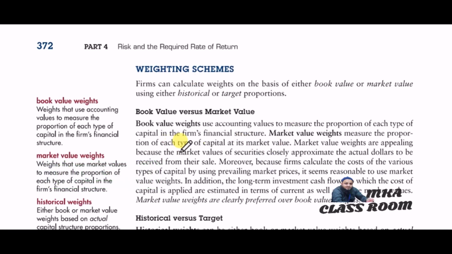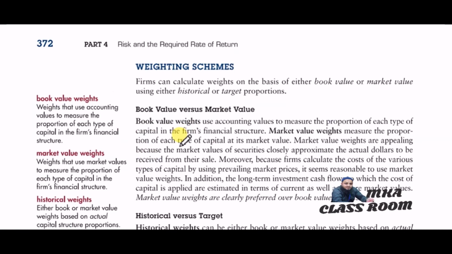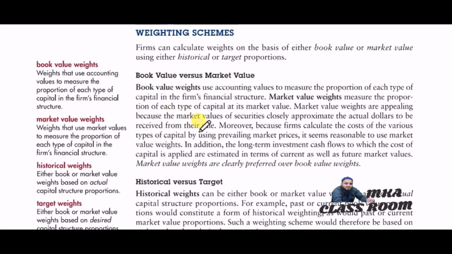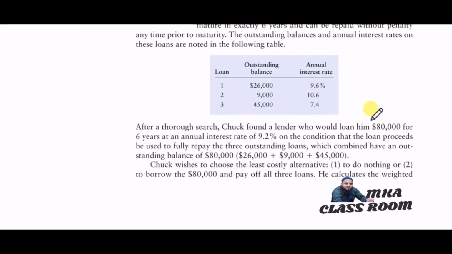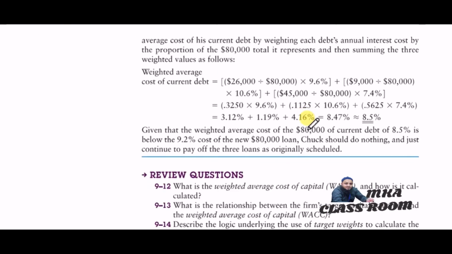So here are several short notes. You will see book value weights, market value weights, and target weights. You will see this, nothing else.